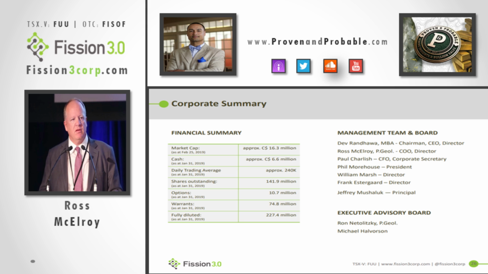What is the float? Fully diluted, we have 227 million shares out. So we've got shares outstanding, you've got options and warrants that were part of financing as well. So 227 million shares out in total. And we trade around 240,000 shares a day. I think that's our average volume.